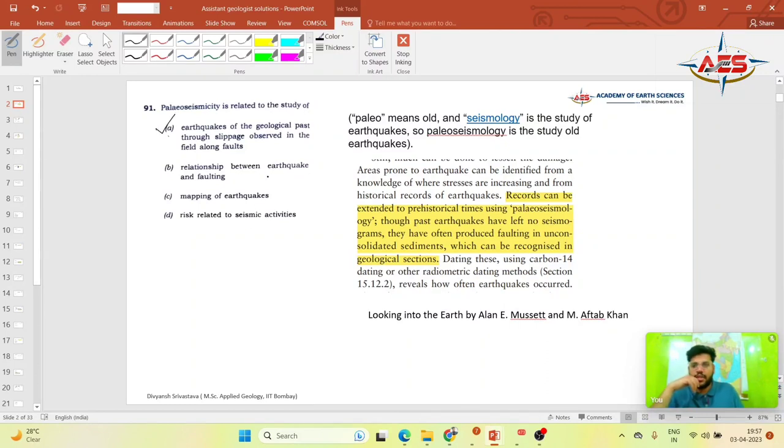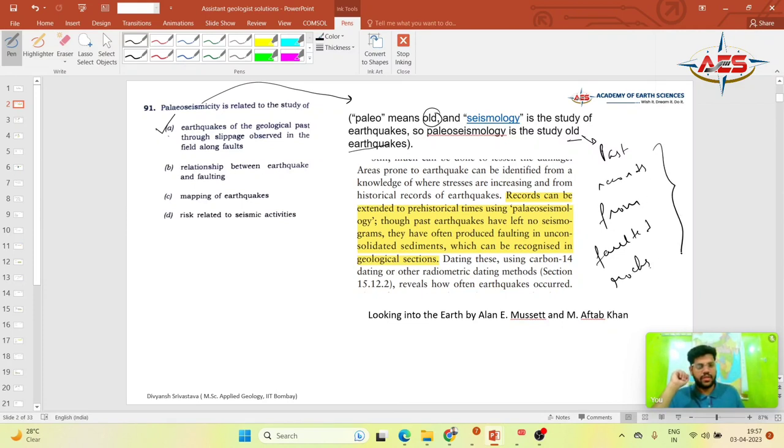As the name suggests, paleoseismicity, which I have explained here: paleo means old, and seismology is the study of the earthquake. So paleoseismology is the study of old earthquakes. And from where will we be able to see them? We will be able to see some past records from faulted rocks. And with the help of some dating methods, we can also date these events.